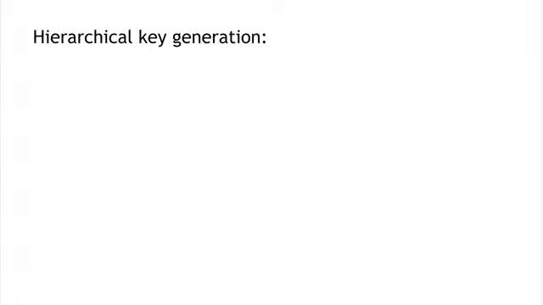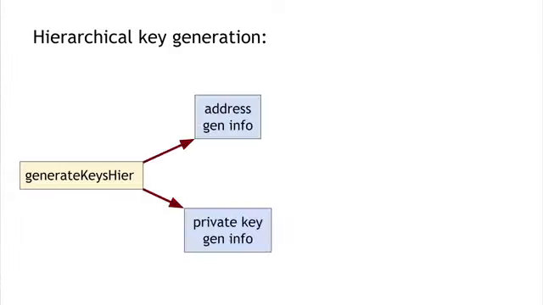But with hierarchical key generation, we do things a little bit differently. Rather than just doing generate keys, we do a hierarchical key generation operation. And this generates two things. Rather than an address, it generates what we'll call address generation info. And rather than generating a private key, it generates what we'll call private key generation info. And now we can take this information and generate multiple keys.